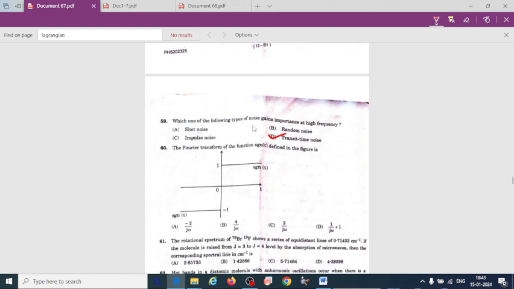Which one of the following types of noise is important at high frequency? Shot noise, random noise, impulse noise, transit time noise. Option D is correct here.